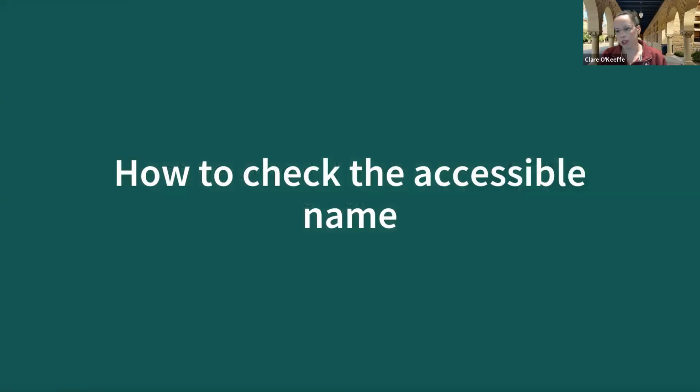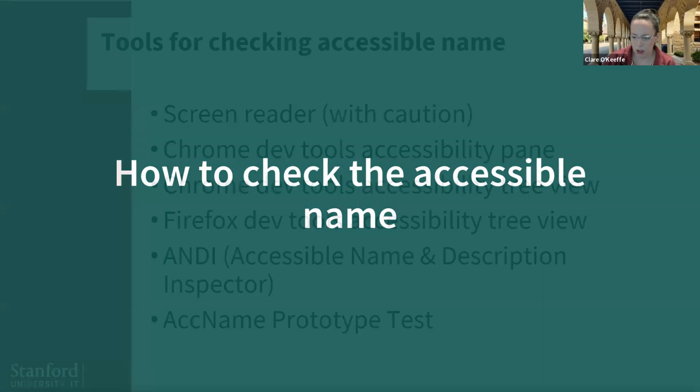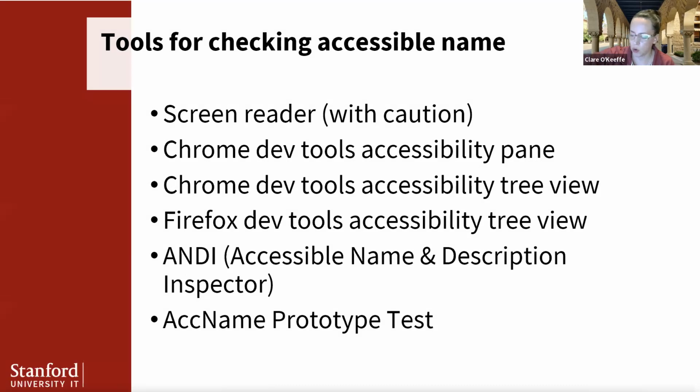Now, there are different ways to check the accessible name. Maybe you're coding something and you want to be sure about how it's going to announce what is going to be the actual accessible name, or maybe you're checking something that somebody else did. There are different ways that you can check the accessible name. So a couple tools you can use are, you can use a screen reader. Now there's caution with that because some screen readers will do their best to compensate for maybe not the best code, or they'll behave in slightly different ways.